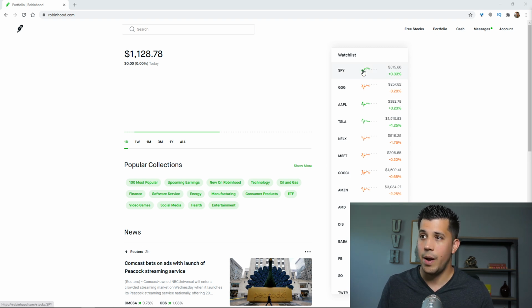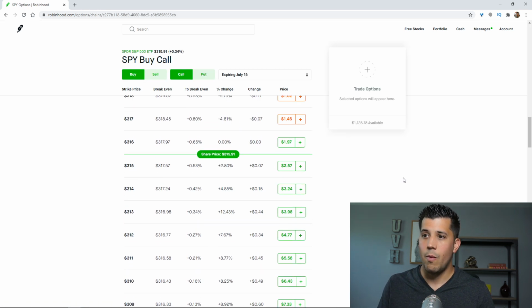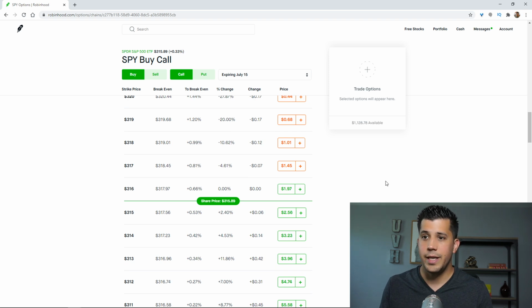So getting into it, I'm going to go into SPY just because it's the most flexible for a lot of different price points. On top of that, there are a lot of different expirations and a lot of flexibility there. So I'm going to go to SPY right now, go to trade options. What I want to talk about first is how to pick a strike, and how to calculate that.